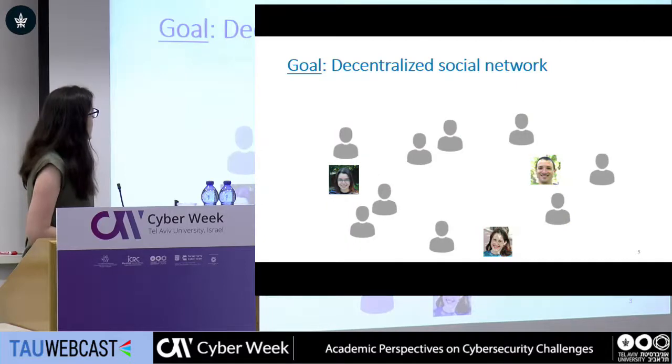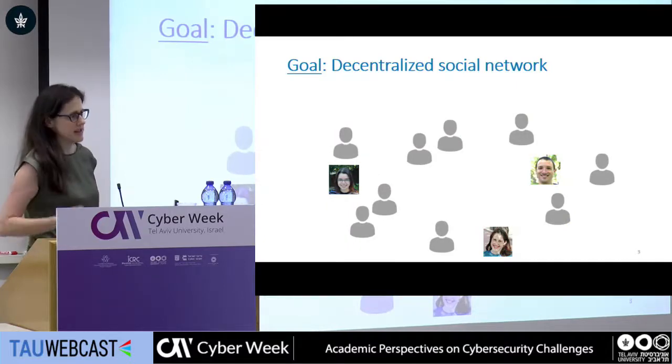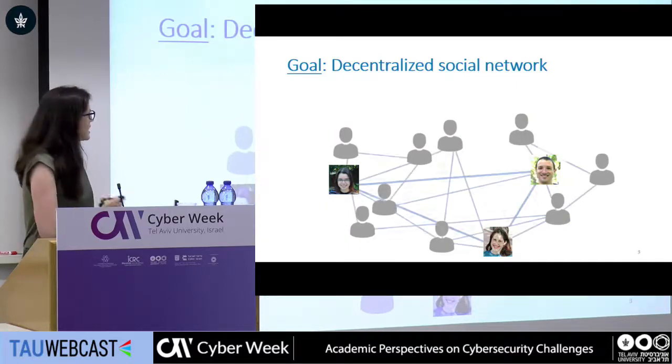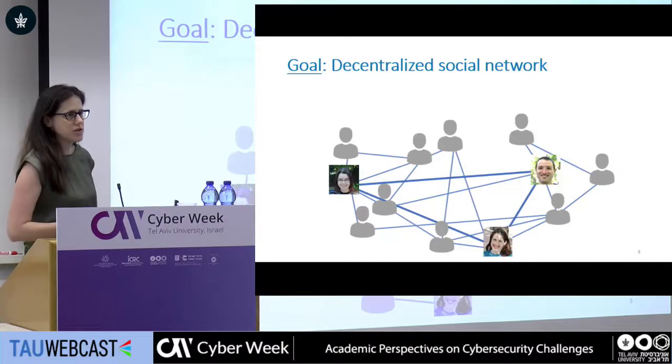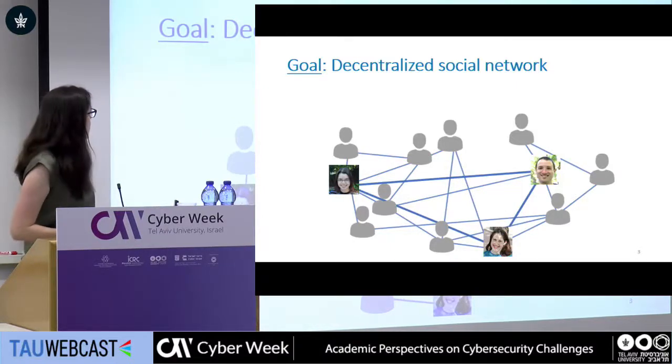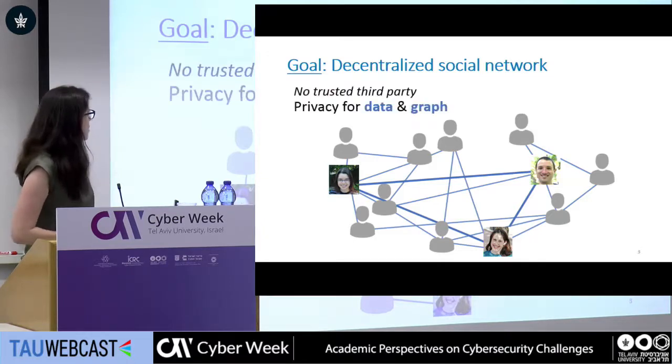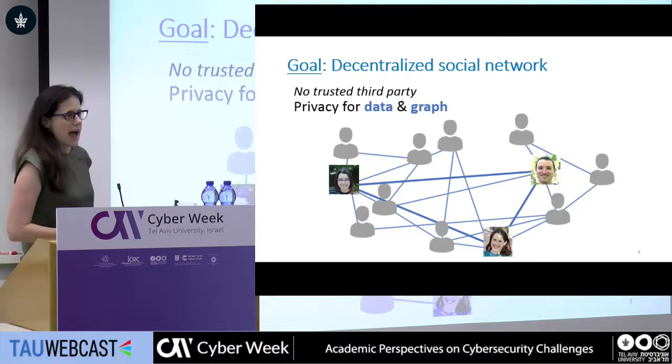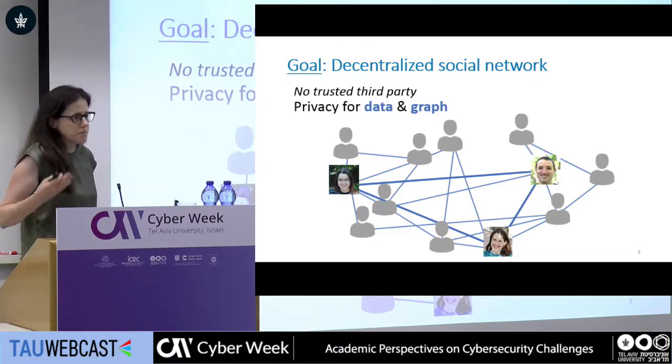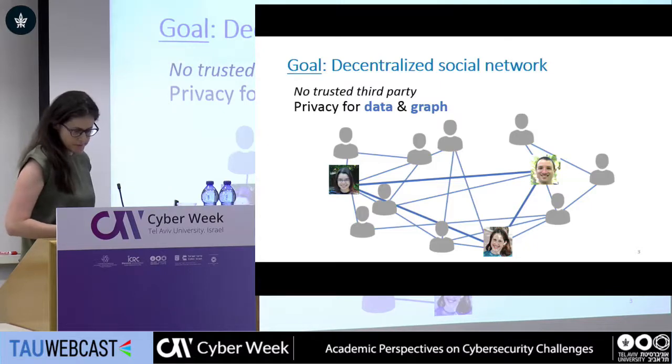So wouldn't it be great if we could have a decentralized social network? We can still talk with all our friends in a large social graph, but without Facebook, no trusted third party, just a peer-to-peer network talking to each other. And we would still want to be able to compute functions of our data and the social graph, but with no trust whatsoever.